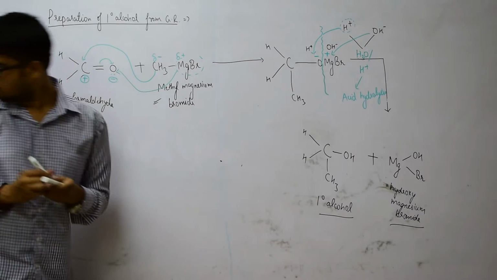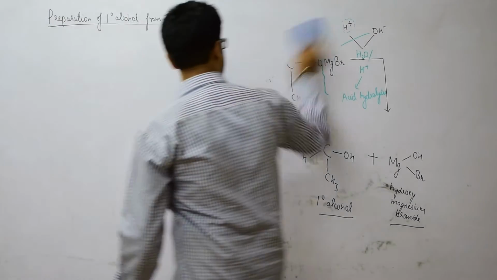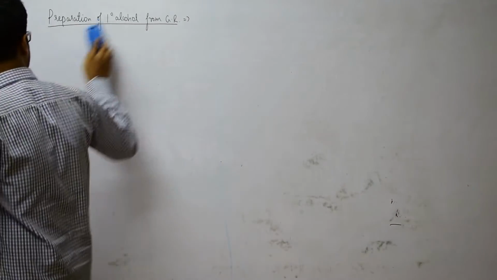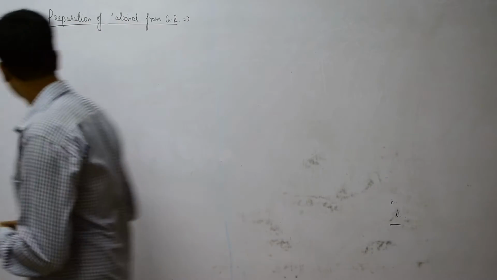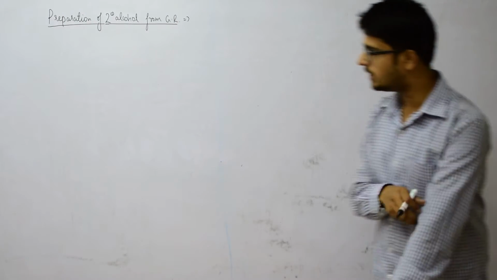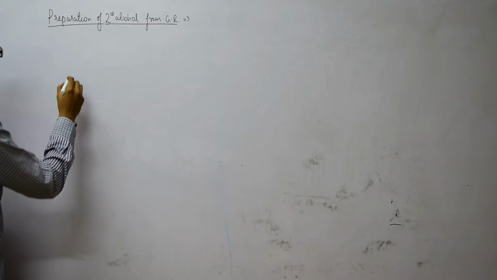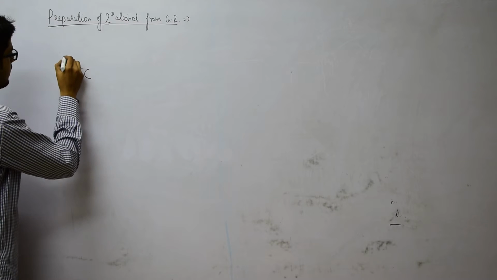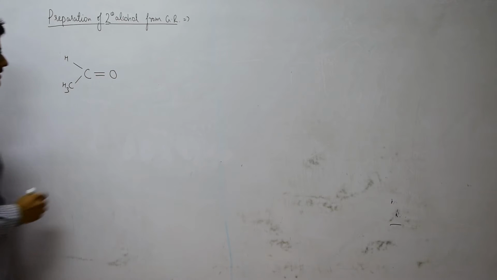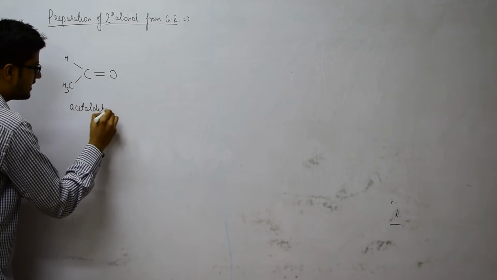Now let us move forward to how we can prepare secondary alcohol from Grignard reagent. This would be preparation of secondary alcohol from Grignard reagent, or GR in short. Again, now we have to take the starting material as acetaldehyde. This is our acetaldehyde molecule, also called ethanal.